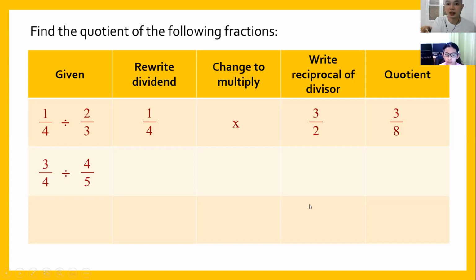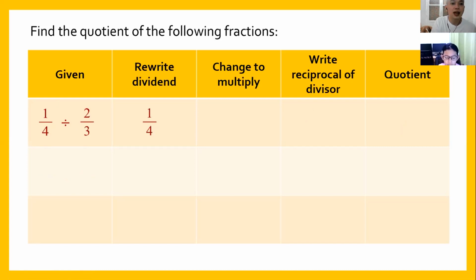Let's get back so that you won't get confused. Okay, one by one. This is the problem, right? 1/4 divided by 2/3. The first thing that you have to do is just rewrite the dividend. So just rewrite the same number, the first one, 1/4. You just rewrite this, put this one here. All right.